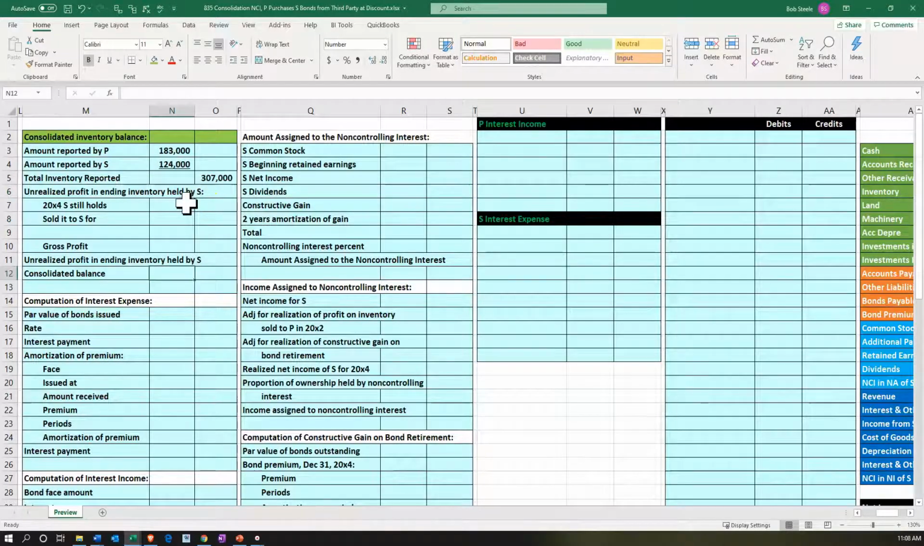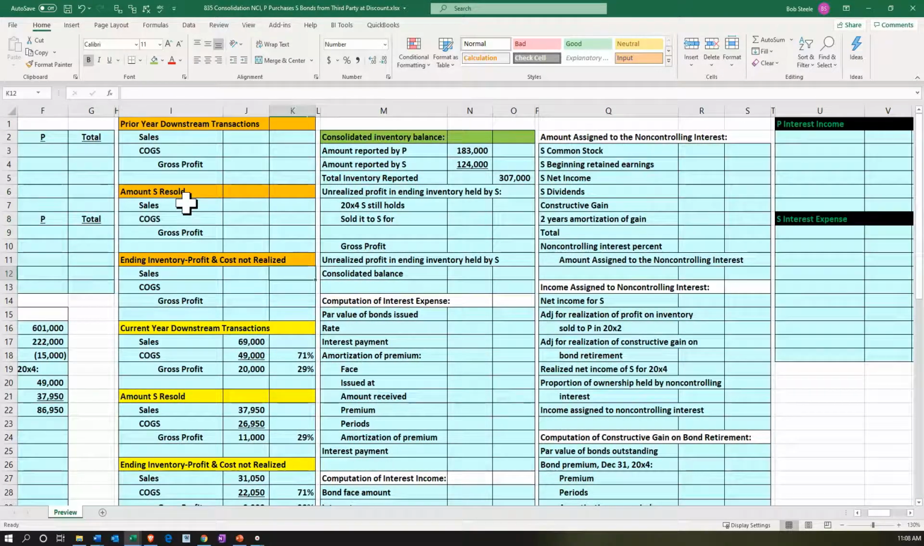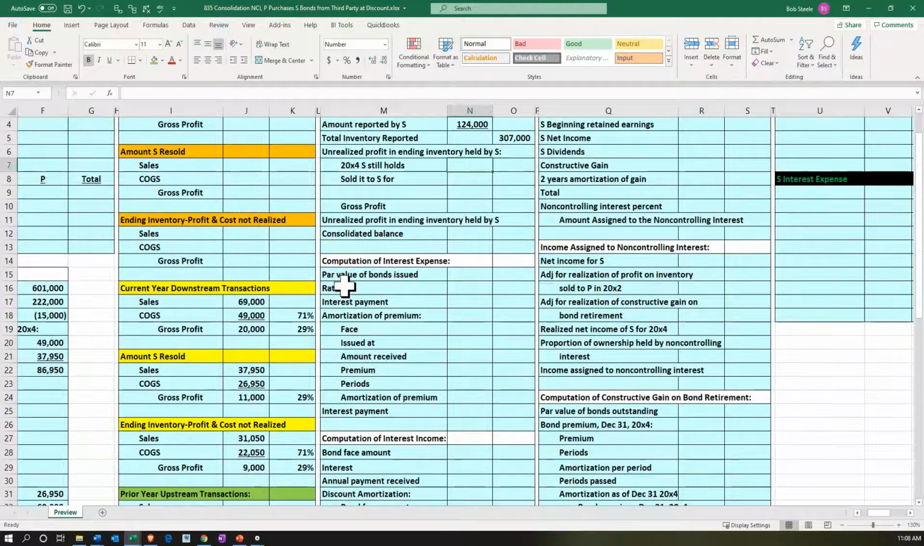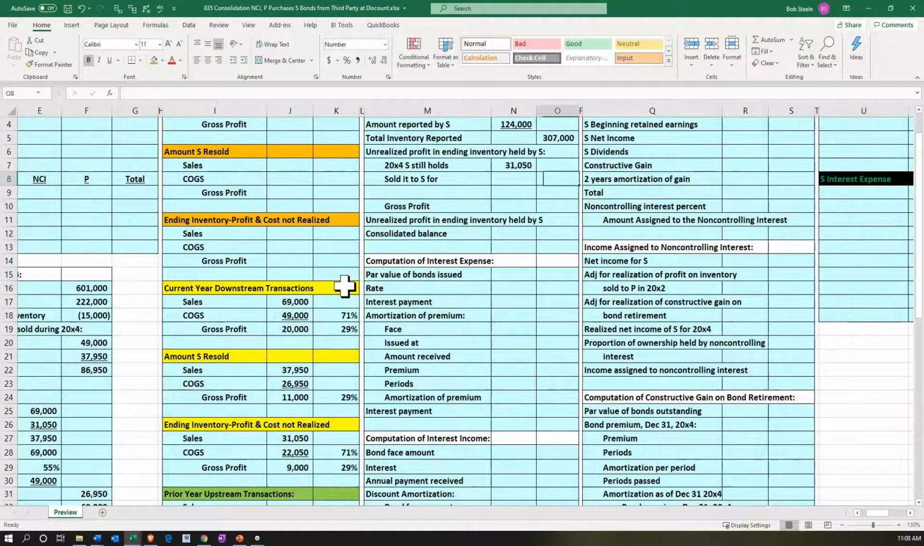So now we're going to record the unrealized profit in ending inventory held by S. In other words, S is still holding on to some of that inventory, which represents some of the gross profit that shouldn't be in there because of the sale between P to S. It's on the books for an amount that's too high. So we're going to say, all right, then in 2000 X4, S holds some type of inventory. I'll pull it from here. S is still holding on to that 31,050 of inventory.